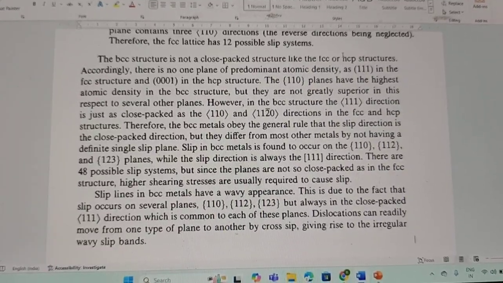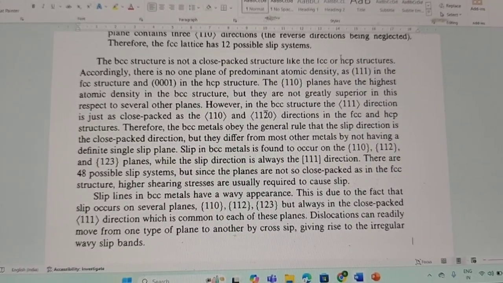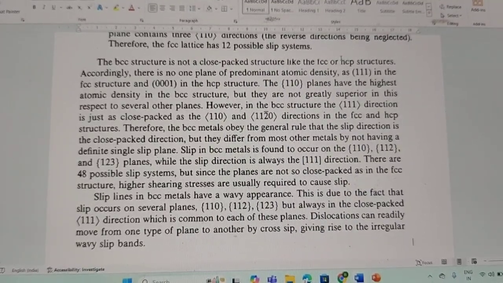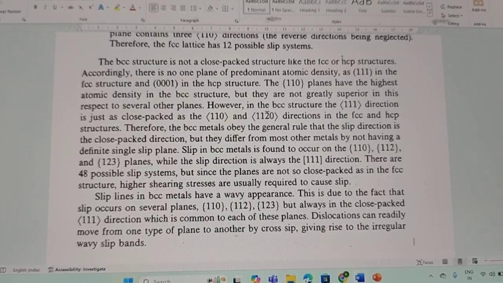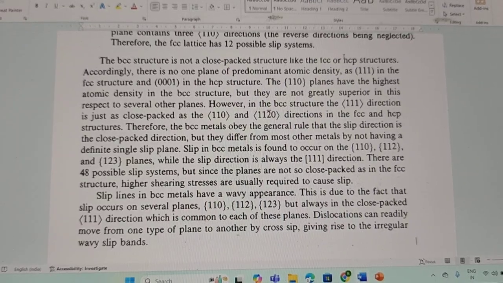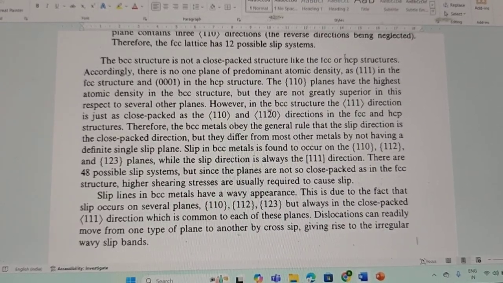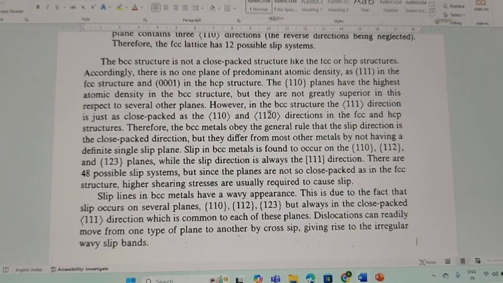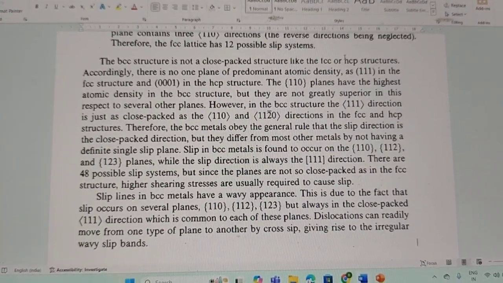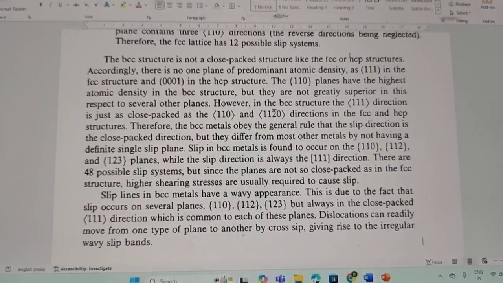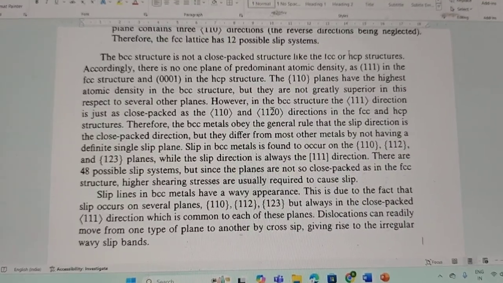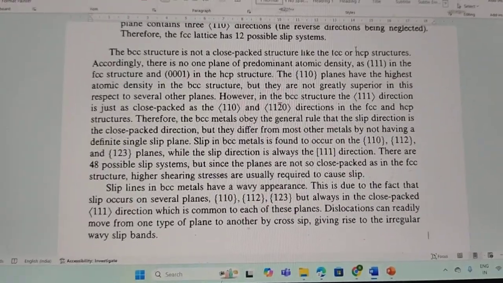Because for ductility or plasticity to take place, if you apply a stress, that stress has to relax along those planes and move along those directions to take the deformation forward. In HCP, because the number of slip systems is less, HCP is not as plastic as FCC or BCC, even though HCP is more close packed than BCC. Because slip systems are fewer, the slip cannot move along the slip planes and directions. That's why HCP is less plastic in that sense.